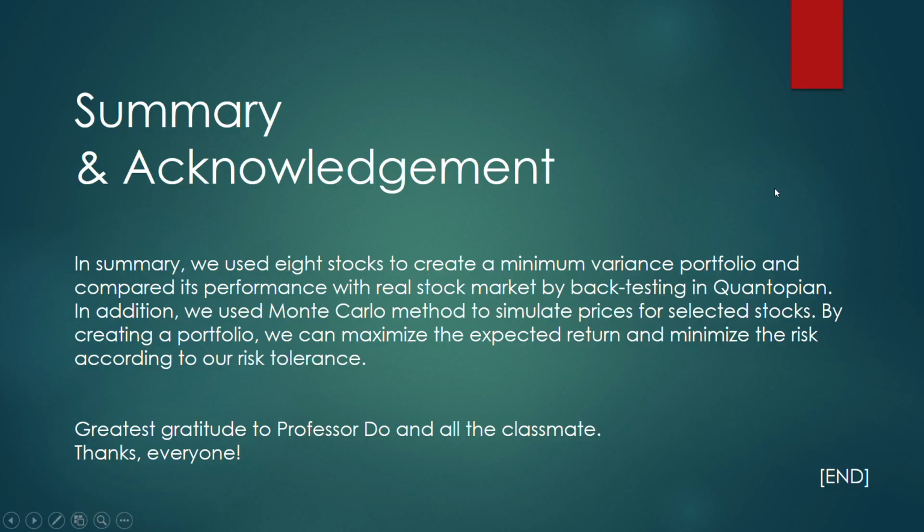In summary, we use A stocks to create a minimum variance portfolio and compare its performance with the real stock market by backtesting in Quantopian. In addition, we use the Monte Carlo method to simulate prices for a certain stock. As expected, the portfolio's performance is much better than the benchmark, and that's the reason why we need to create a portfolio. Because by creating a portfolio, we maximize the expected return and minimize the risk according to our risk tolerance.